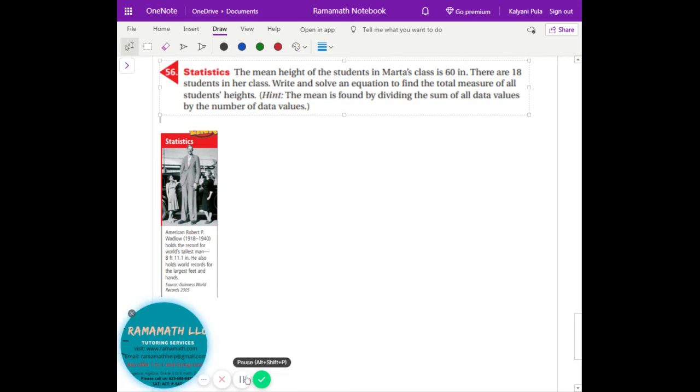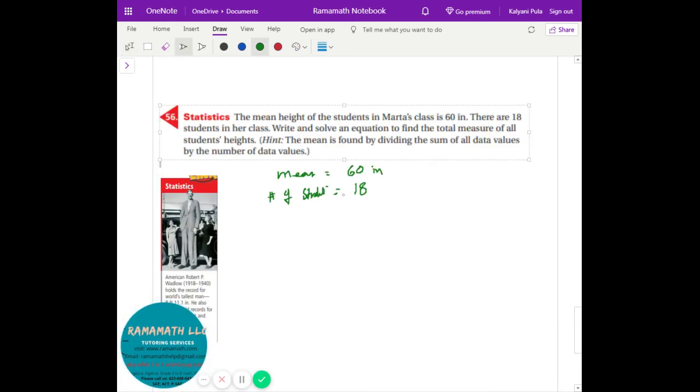Wait, what? Yes. Okay. So there are 18 students. The mean is 60, given to you. Now we need to find out the total measure. So that's what we are finding.